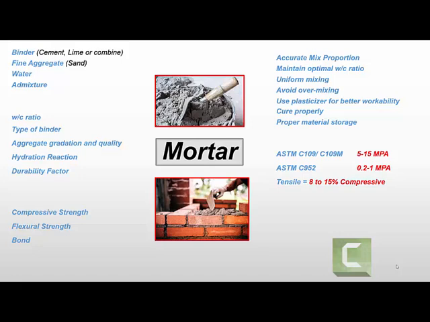We use different types of admixture. Mainly we use plasticizer, accelerator, and retarder, and then a bonding agent for bonding of old mortar and newly fresh mortar. Freshly prepared mortar should be used within 2 hours.